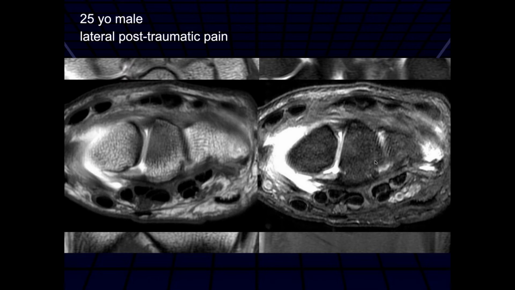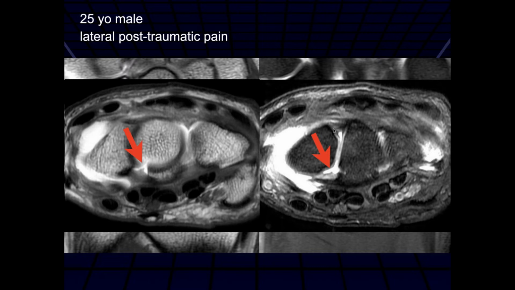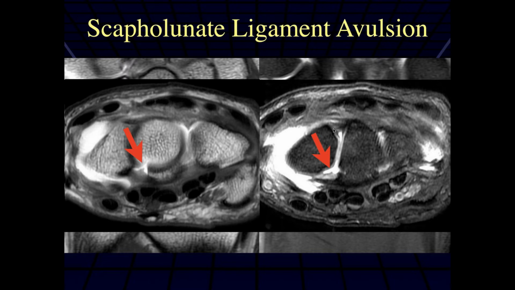Okay, so here it almost looks like there's an avulsion of the volar scapholunate ligament there. I don't know if that's a bone fragment. No, I think this is an avulsion of the volar ligament. Maybe a little bit of strain of the dorsal ligament, but it's probably intact. And this was an unstable injury.